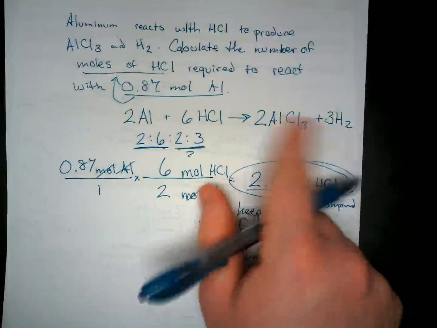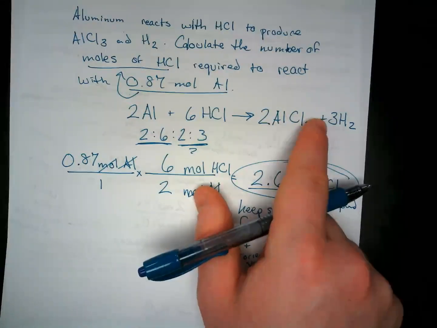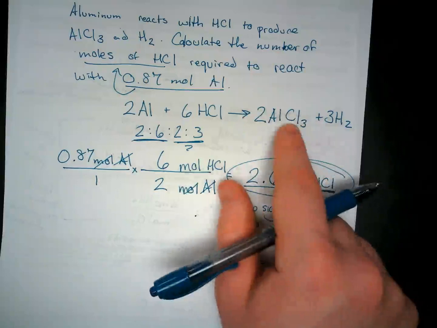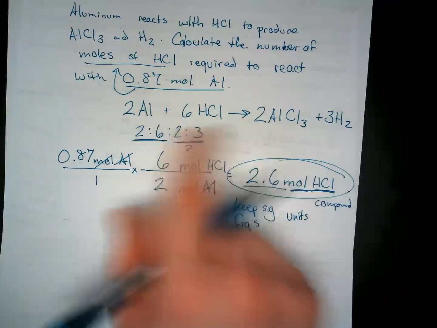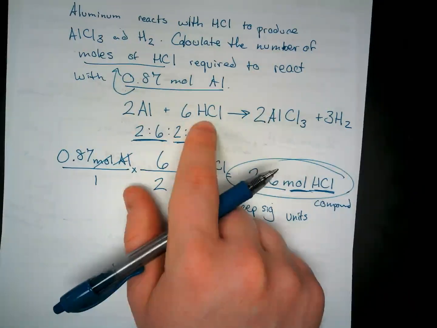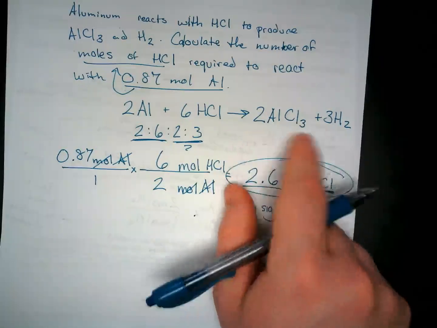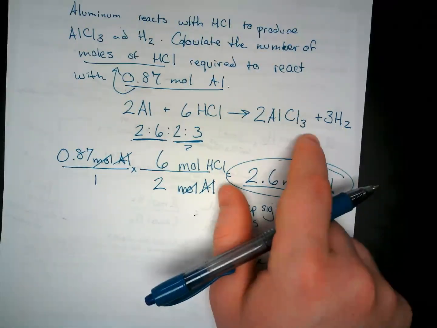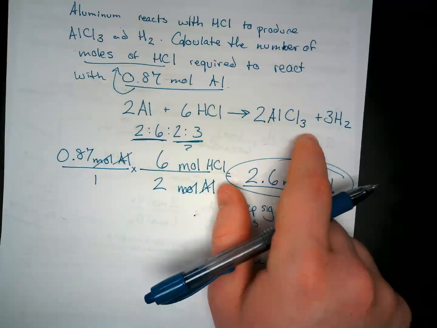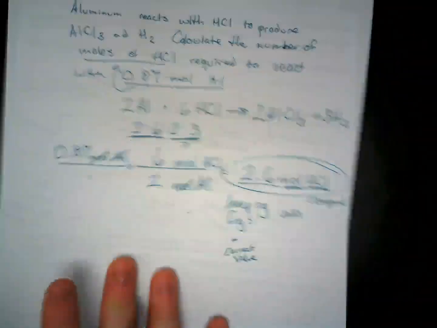Okay, we can ignore these because we're not worrying about those. Well, we're not converting from aluminum to aluminum chloride. We're just converting from aluminum to hydrochloric acid. So don't confuse yourself. Don't think that you have to worry about the coefficients over here. In this problem we didn't have to. We just had to worry about this one and this one.